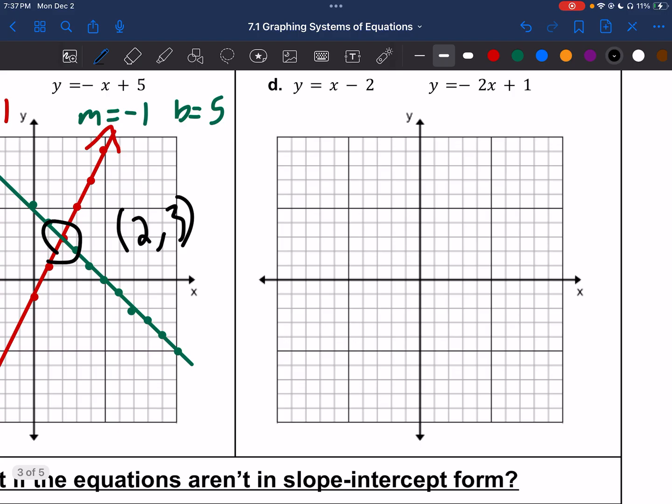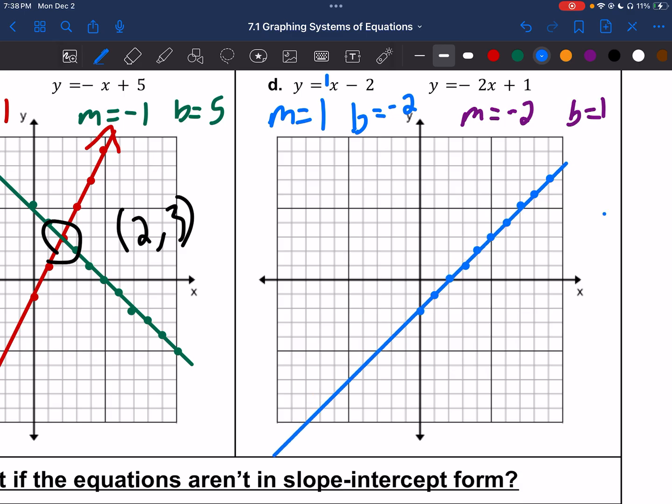Letter D, we have y equals x minus 2. My slope is 1, because there's a 1 in front of the x there. And my b value is negative 2. My second one, my slope is negative 2, and my b value is 1. So a little bit of a role reversal there. So we start off, b is negative 2, so we're at negative 2, and our slope is 1, so we're gaining 1 every single step that we take, all the way to the edge of the grid, and we can draw our line in from there.